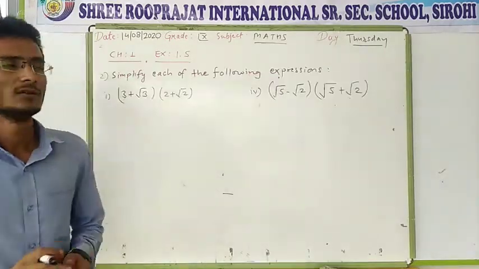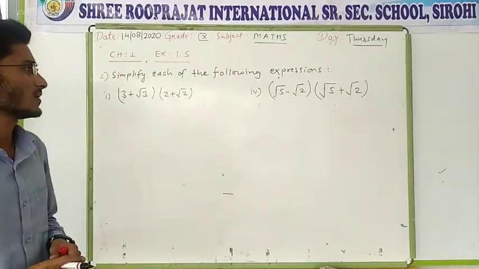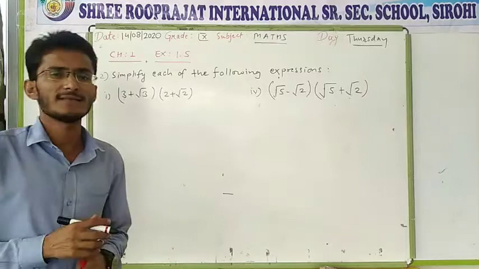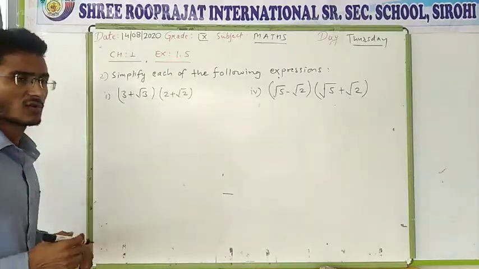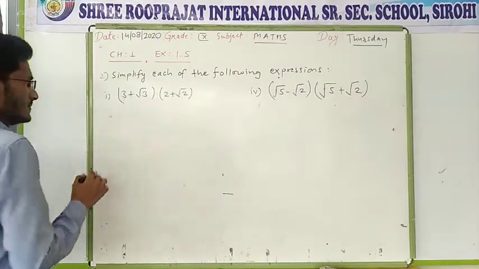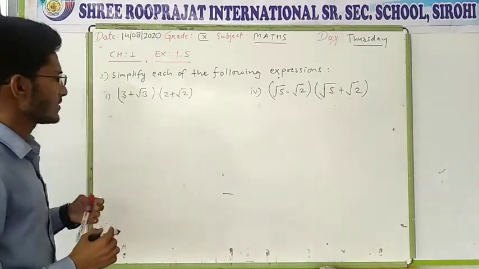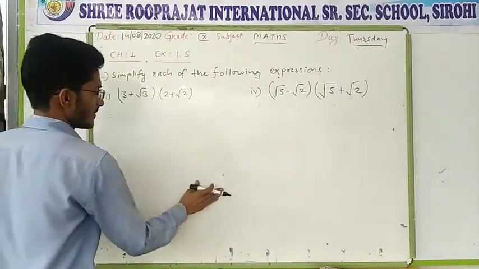Okay, so question number 2. Simplify each of the following expressions. The 4 questions are given. I am going to solve the first and last. You have to solve all in your notebook. First one. If there is any property you can apply, then you can. Otherwise, you have to just multiply simply.